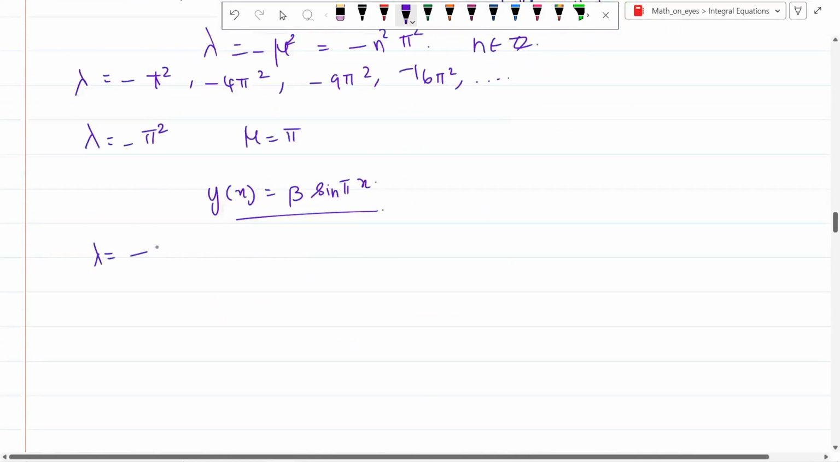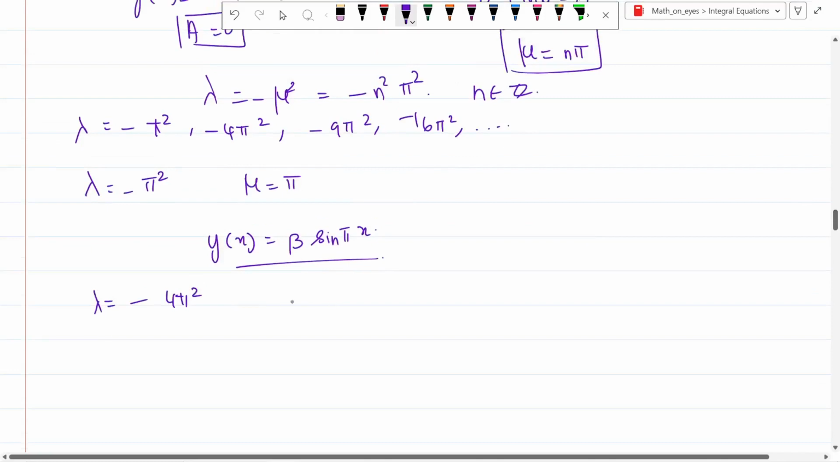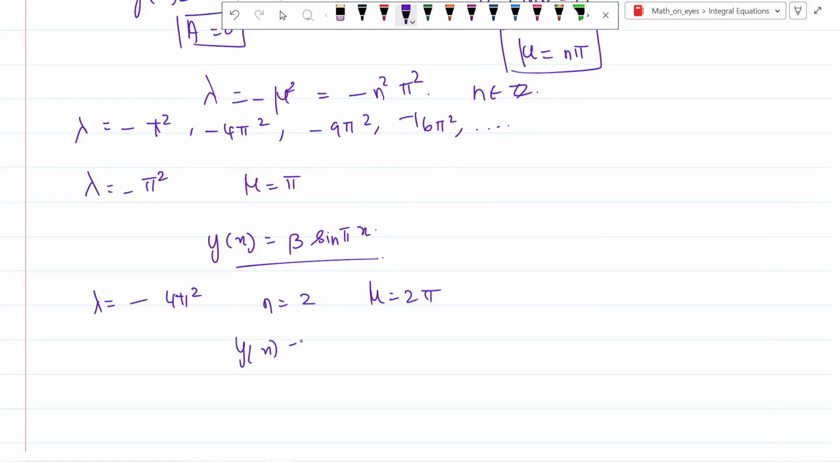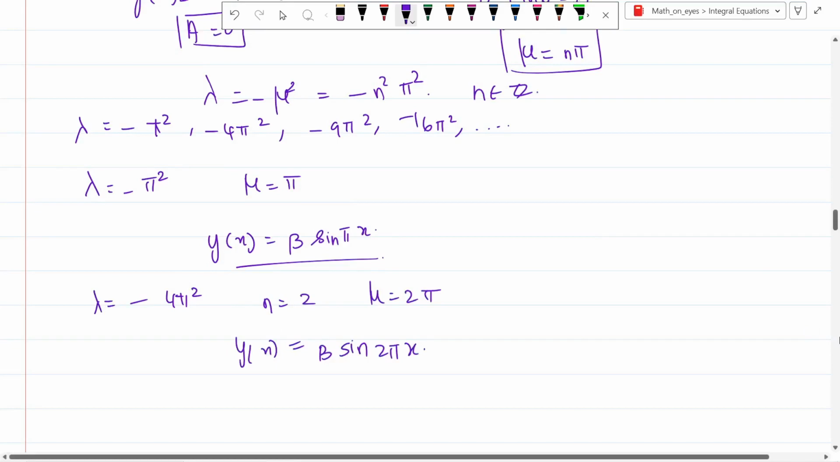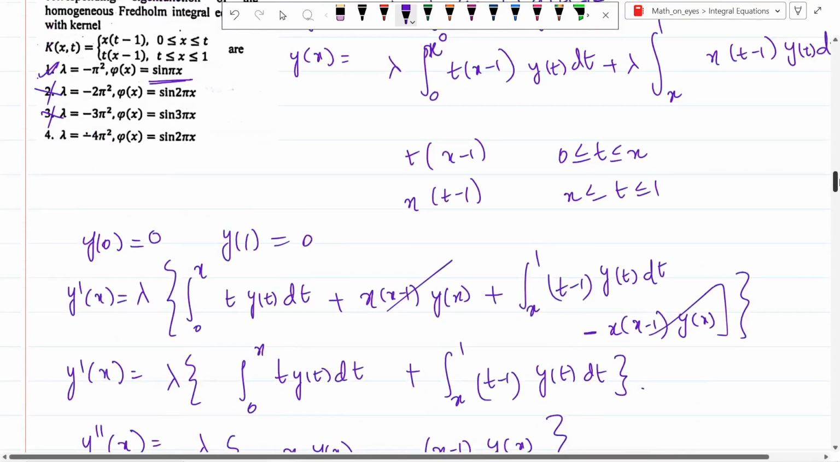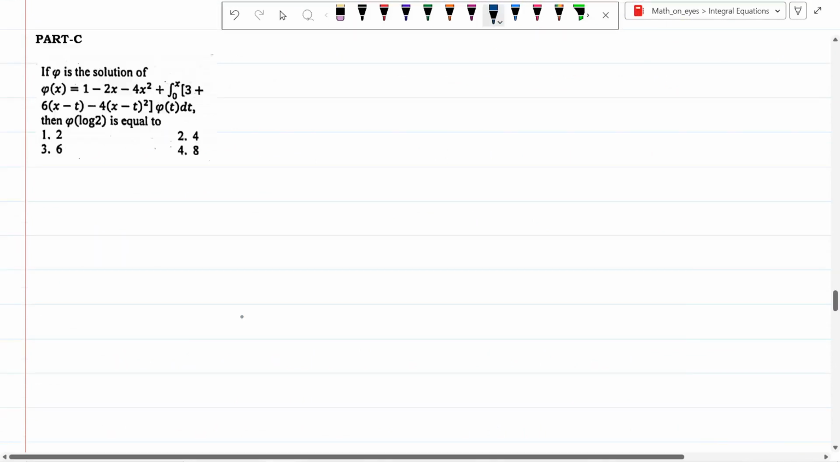Lambda is equal to minus 4 pi squared. And then we have to verify sine 2 pi x or not. So what about n here? n is equal to 2. So I'll have mu is equal to 2 pi. So y of x is equal to b sine 2 pi x. The correct option is option D also. Fourth option is also true.